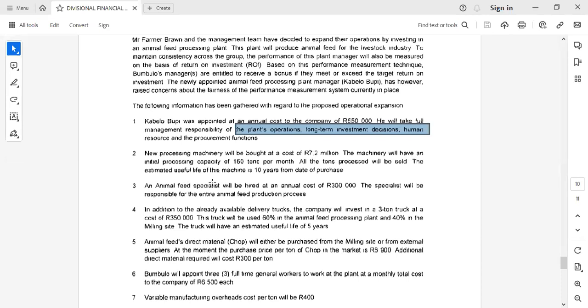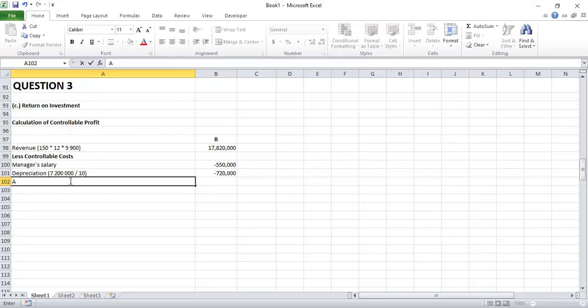The animal feed specialist will be hired at an annual cost of 300,000. The specialist will be responsible for the entire animal feed production process. Right. So we have animal feed specialists. Remember, he is responsible for all hiring.